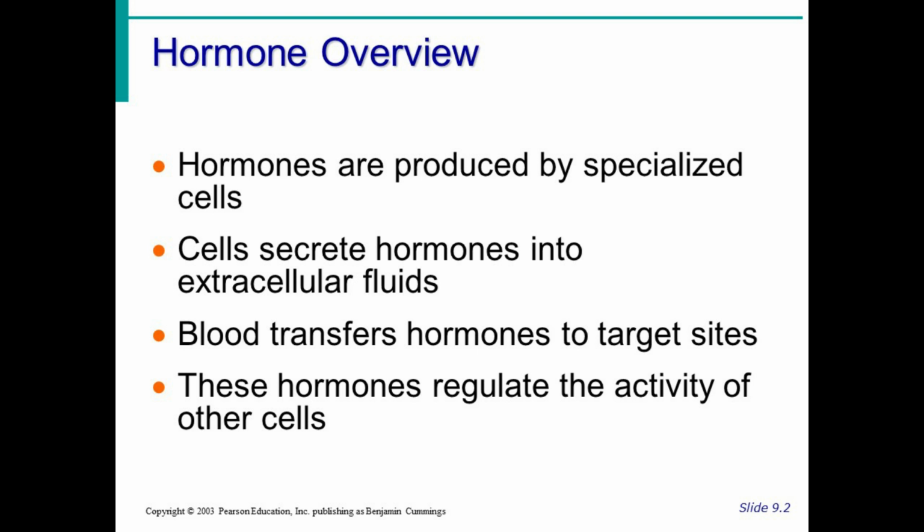Hormones are produced by specialized cells. We have discussed some of it, which we call a gland. Cells secrete hormones into extracellular fluid. Like I've said a while ago, the endocrine system is ductless. Blood transfers hormones to the target sites, and these hormones regulate the activity of other cells. Kumbaga, kinokontrol nila yung iba nating cells.